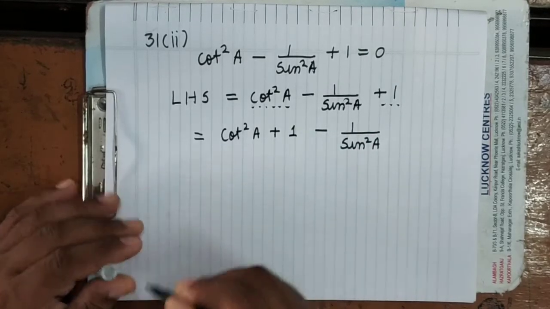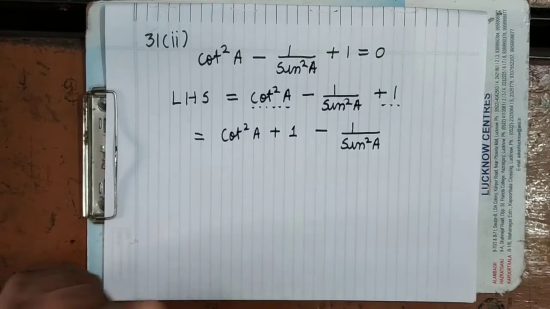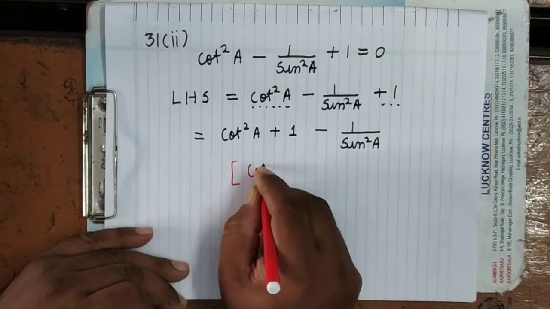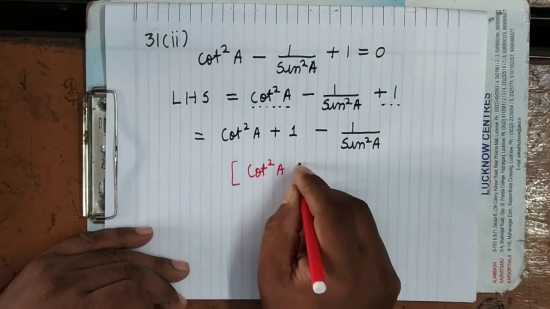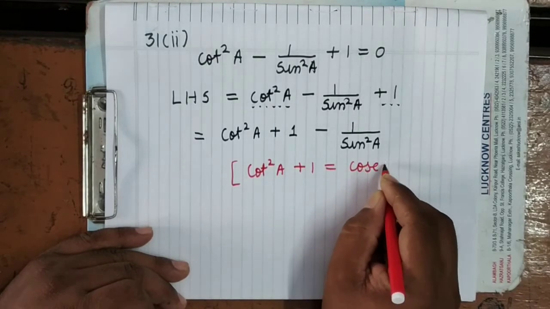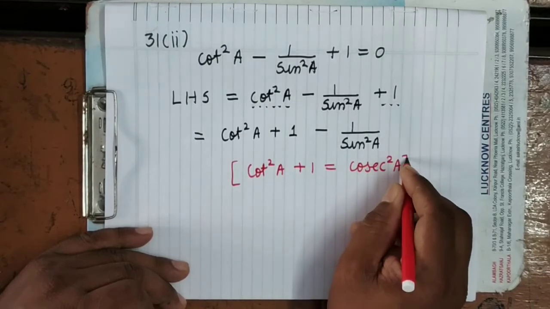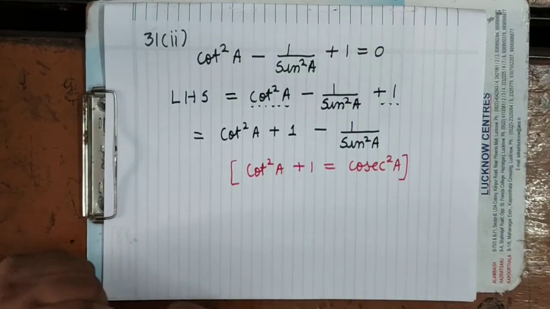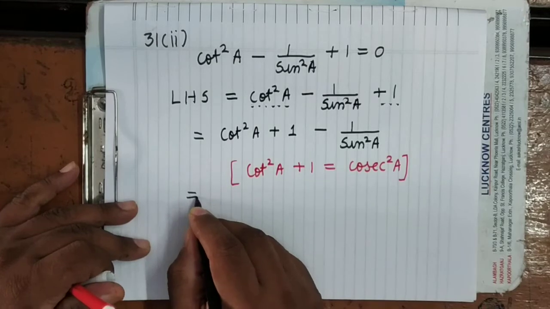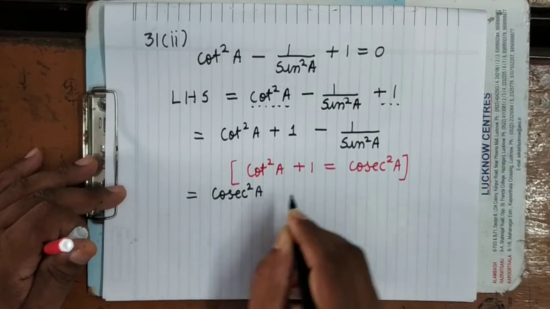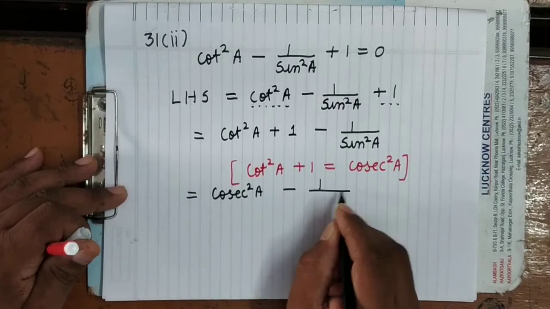Now as we know that there is an identity: cot square A plus 1 equals to cosec square A. This is the third identity. There are total how many identities? 3, and this is the third one. So it will become cosec square A minus 1 upon sin square A.